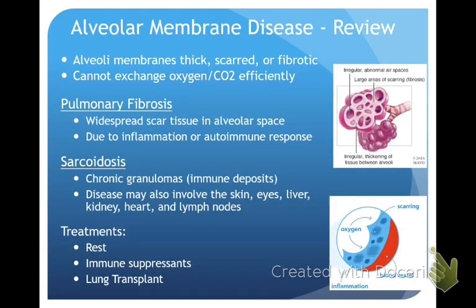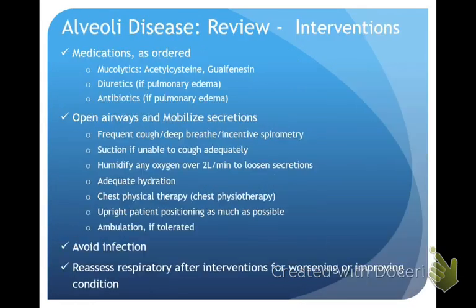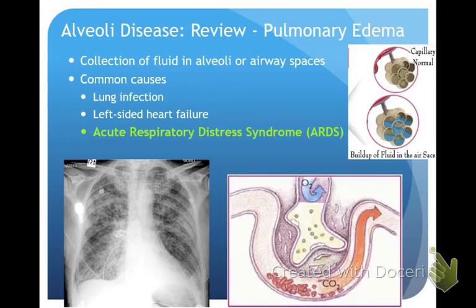I'm not going through pulmonary fibrosis and sarcoidosis, but do you see how we kind of talked about pulmonary edema? That was fluid in the alveoli. This alveolar membrane disease is an actual disease of the membrane that actually damages the membrane. So ARDS falls into both of these, because ARDS, you see, was in alveoli disease, and ARDS is also in a membrane disease. Because what ARDS is, adult respiratory distress syndrome.